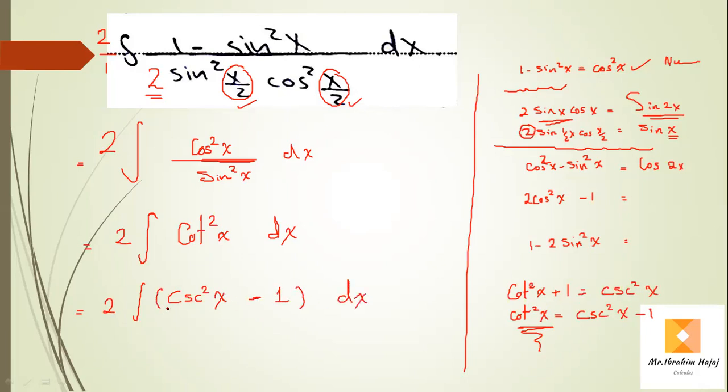Now the integral of cosecant squared is negative cotan x. The integral of 1 is x, so negative x, plus c. And the last step is to multiply by 2. Negative 2 cotan x minus 2x plus c. Yes. Minus 2x.